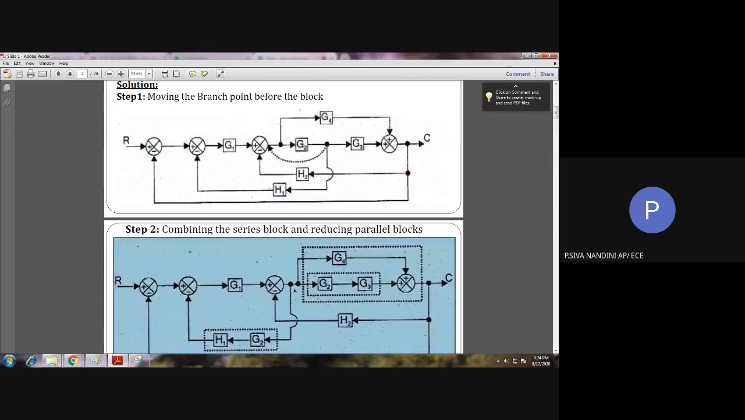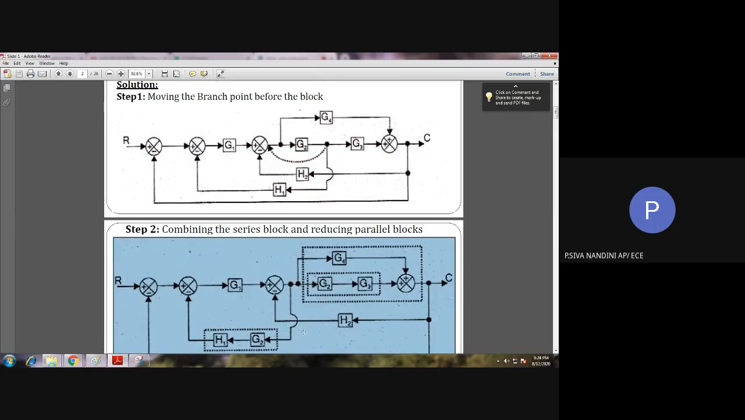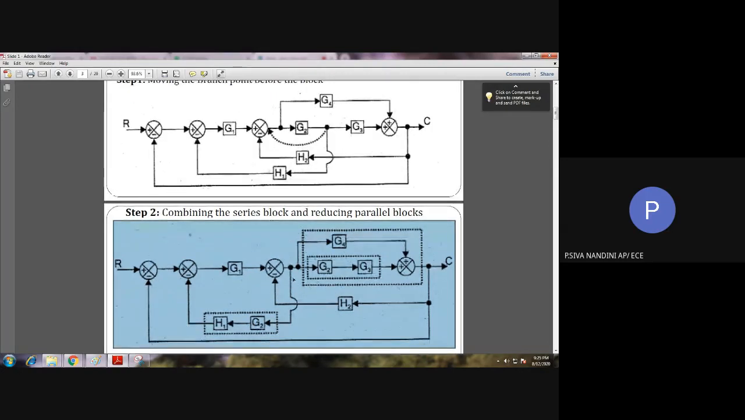See here, we have included the block G2 in the branch point path. So here we have moved this branch point before the block G2, and we have included the block G2 in the branch point path. Okay, the rest of the thing is the same. So here to avoid that interconnection, we are having this jumper like that. Okay. So next if you see here, we are having series block.